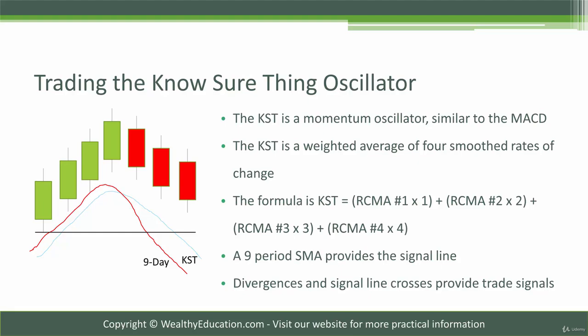As with the MACD, we'll be looking for divergences and signal line crosses of the KST, and generally the KST is a slower indicator than the MACD, so we'll see fewer crosses to the upside and downside. A cross of the 0 line in the MACD is not as important as a cross of the 0 line in the KST. So let's go ahead and look at a chart of the KST and see how the KST gives buy and sell signals.